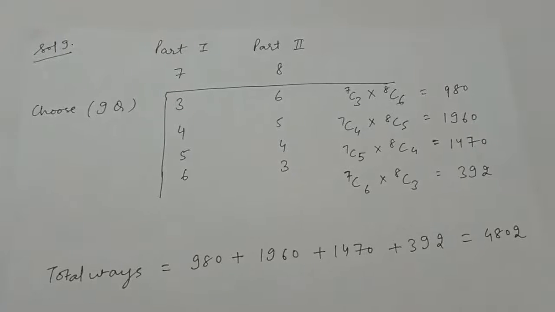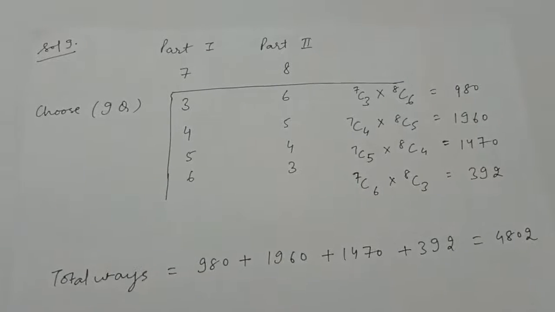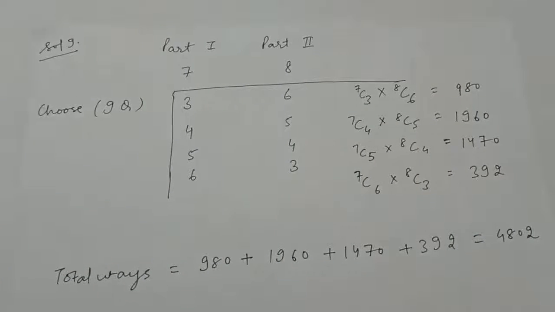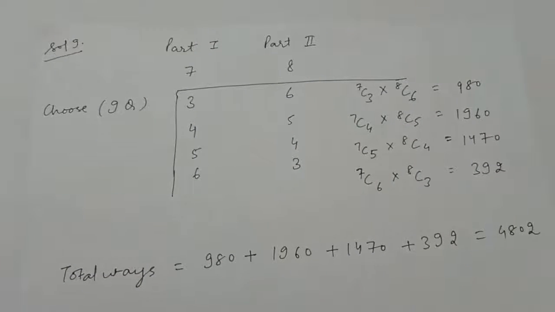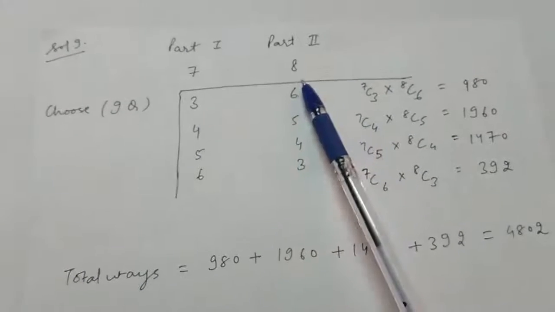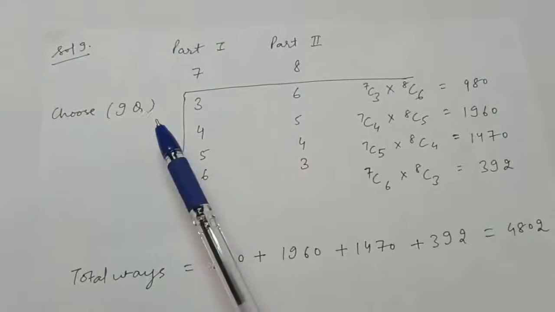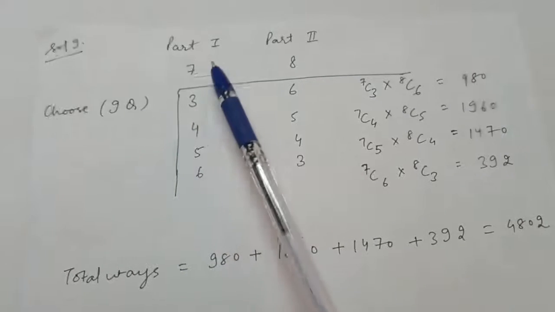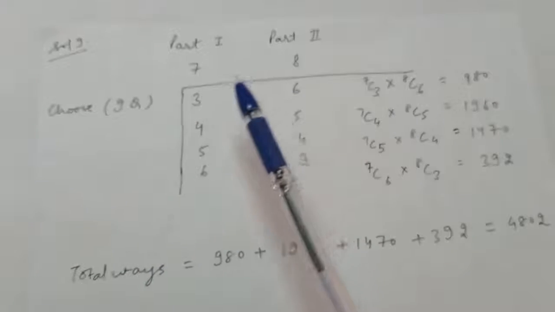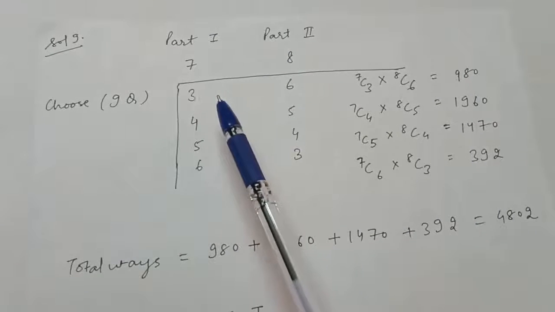Now question number 9 is that a question paper consists of 15 questions, where part 1 contains 7 questions and part 2 contains 8 questions, right? Now a student has to choose 9 questions in total such that he has to select at least 3 questions from each part. That is, he has to select a minimum of 3 questions from each part.